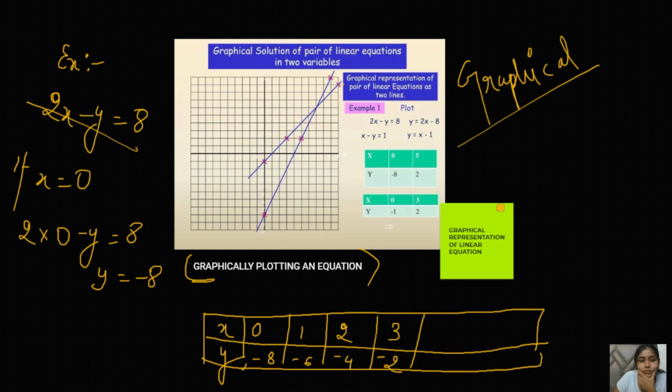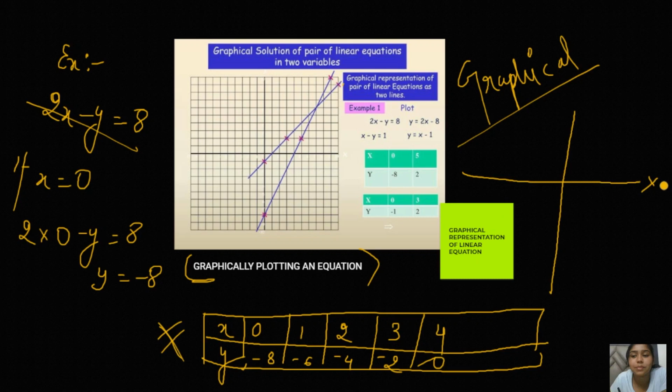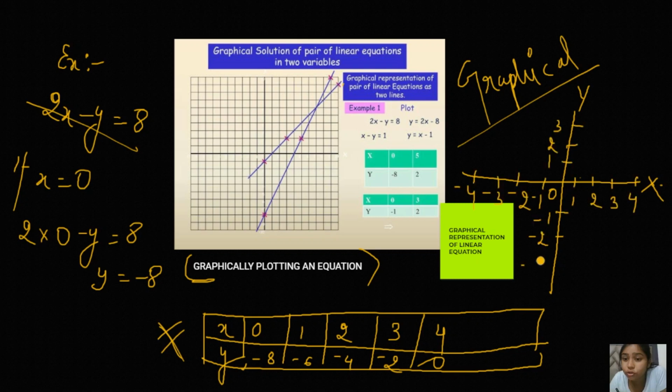A Cartesian plane is basically like this. This represents the x-axis, a basic number line, and this represents the y-axis. This is the origin, which we call 0. This is the positive x-axis. This is the negative x-axis, right? Similarly, this is the positive y-axis. I'll explain it more thoroughly to you, but for now just pay attention here, okay?